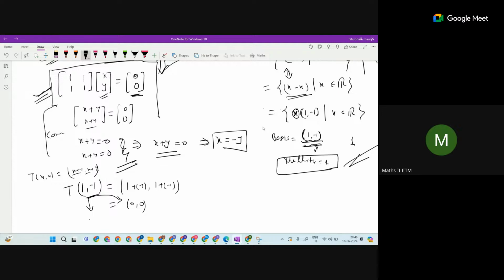And that's why this is an element, or vector, of the null space, which we already said is even a basis itself. Any vector of this null space is going to be a basis.